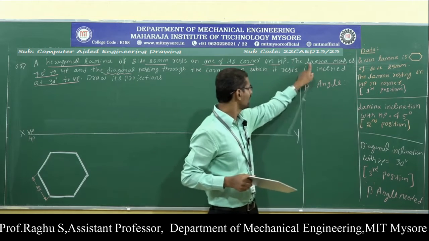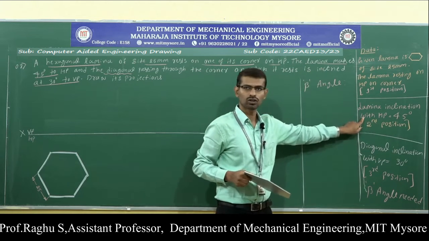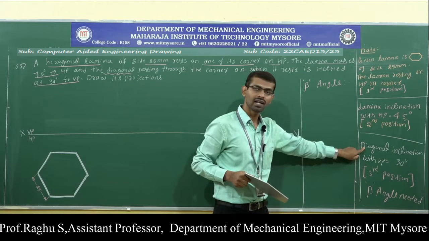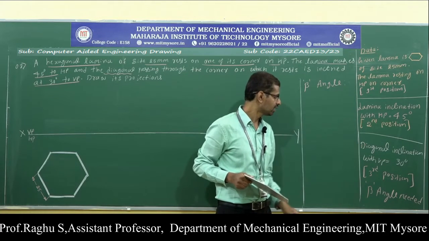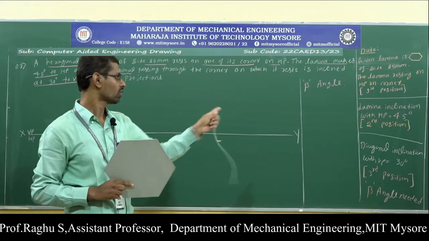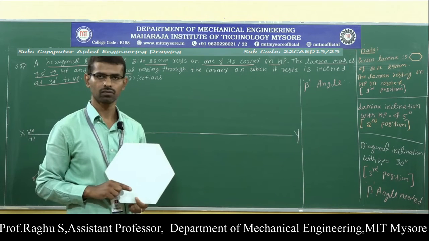Next, note down the lamina inclination. The lamina inclination with respect to HP is 45 degrees. Next, it is a diagonal inclination problem. The diagonal inclination with respect to VP is 30 degrees. So, these are all the given data.